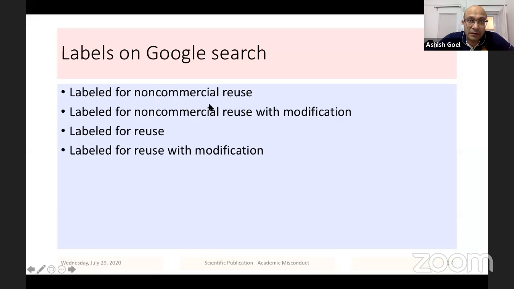However, when you search on Google, under the tools, you would find that there are different kinds of licenses associated with each image or each file. There are some which are labeled for non-commercial use. There are some which are labeled for non-commercial reuse with modification. There are some which are labeled for reuse, and some which are labeled for reuse with modification. So when you are using images off Google, please remember that you need to check what license it has been listed under and follow only those which are labeled for non-commercial reuse or reuse with modification, depending upon how you want to use that image, so that you do not fall into this copyright trap.